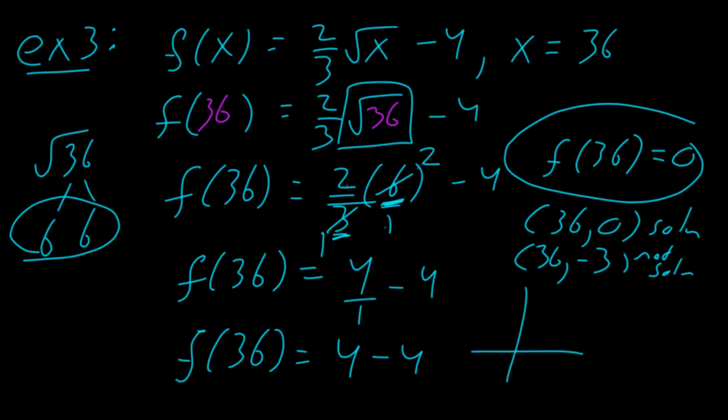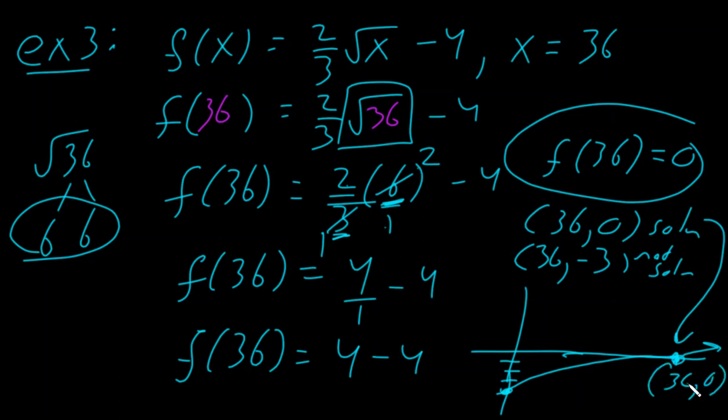And what would this one look like? Well, it would actually look something like 1, 2, 3, 4. Start right here. And way over here, let's call this 36. This will actually hit right here on the x-axis and then proceed to go up after that. So here is our solution at (36, 0). And then I asked y'all about (36, negative 3). Well, that would be somewhere down here. And we'd say, hey, not a solution.